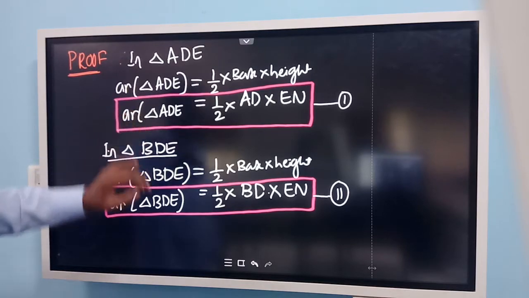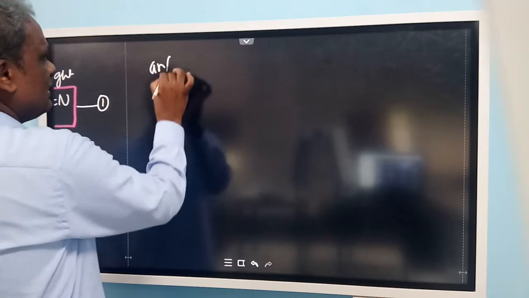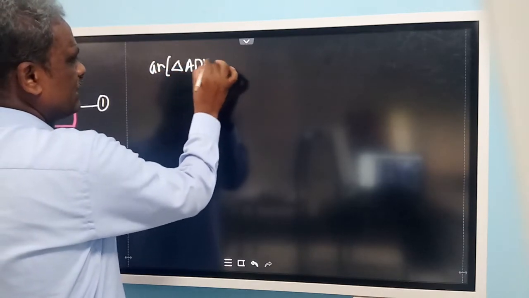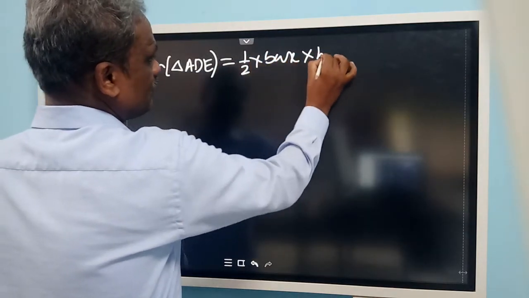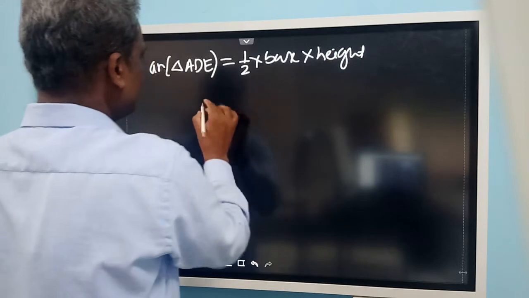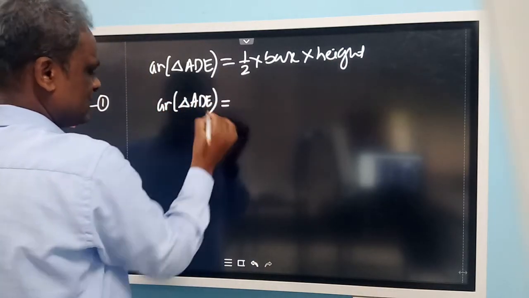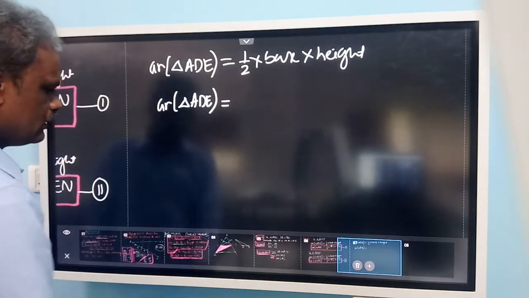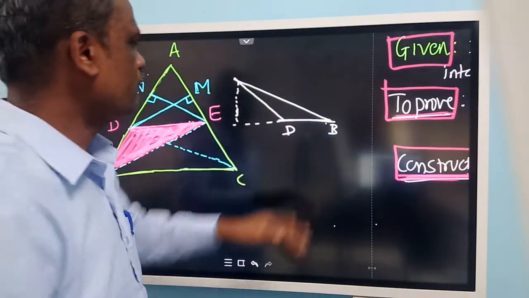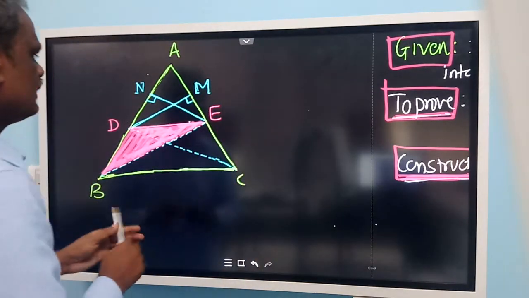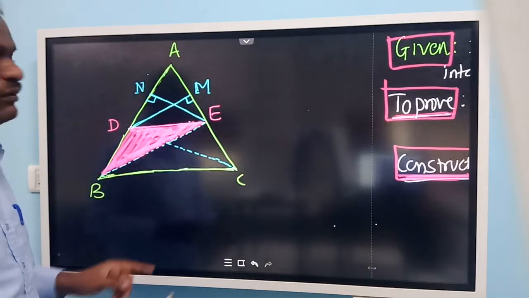Now same triangle ADE, area of triangle ADE. I will find out in a different way. That is half into base into height. I will change the base here. So let us change the base here now. Look at this triangle ADE. In the previous case, what was the base we took? We took base as AD, height as EN.